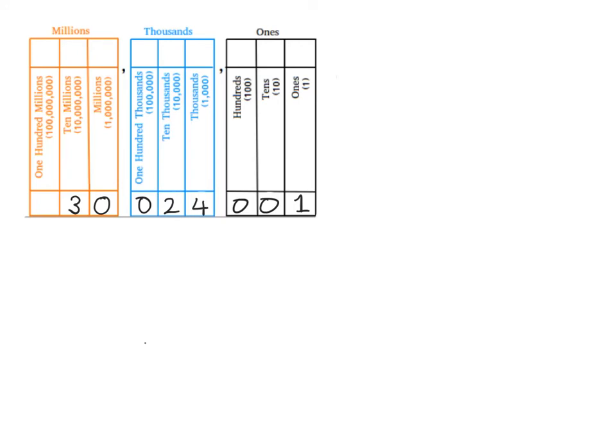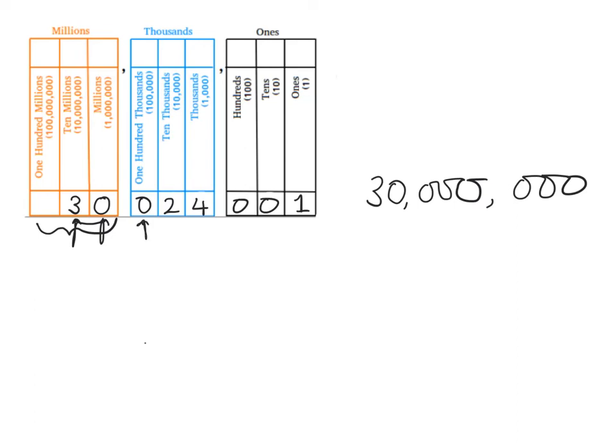Let's take another look at this example here. So how would we read this number? Well, in the millions, we've got 30 million. We've got 3 tens of millions, no single millions. So we've got 30 million, and we would write that like that. We've got no single millions, and you'll notice here we've got no hundred thousands.